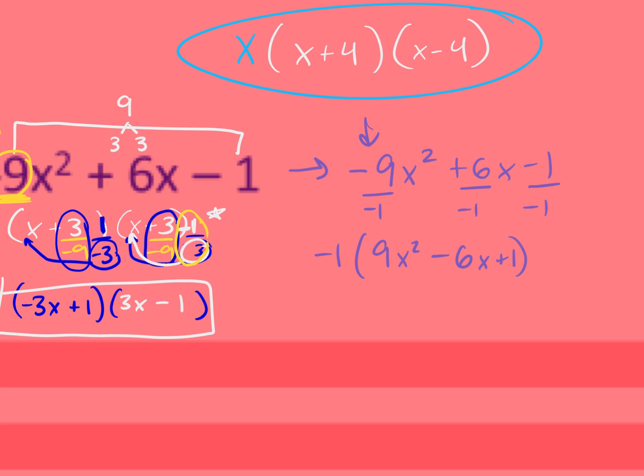Then we could factor it normally from here. You could multiply the first times the last and do the same thing, and you don't have to worry about where the negative goes in your answer. So we want the leading coefficient to be positive. You can always just take out your GCF of negative 1 and change all the signs to make your leading coefficient positive. It'll just make the question easier to factor.